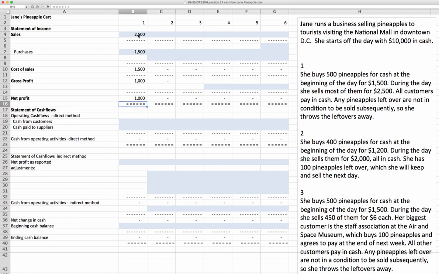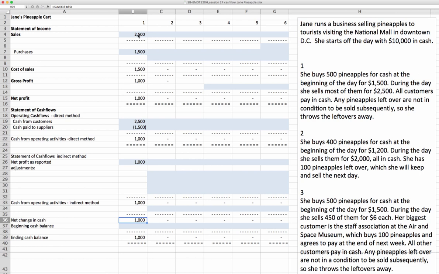And if we were producing a statement of cash flows using the direct method, we'd say the cash from operations is, well, cash from customers, which was $2,500. The cash paid to suppliers is $1,500. And so the cash from operating activities under the direct method is $1,000, exactly the same as the net profit. And using the indirect method, we'd say the profit is $1,000. There are no adjustments, and so the cash flow from operating activities under the indirect method is $1,000. The net change in cash is $1,000.